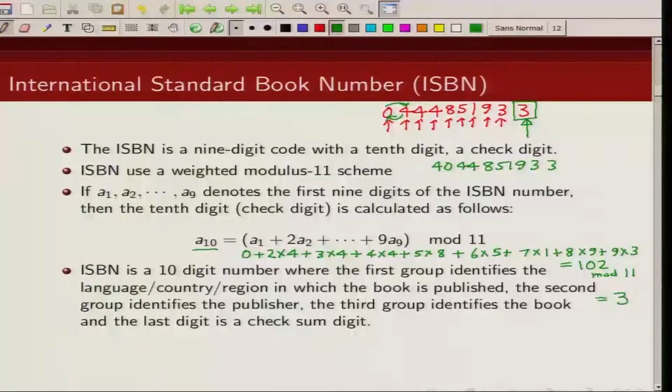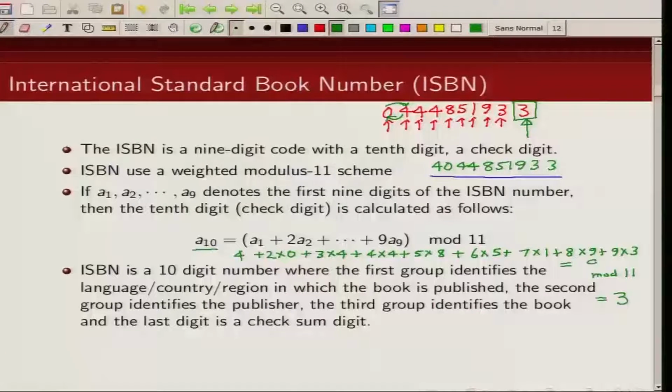We can verify this. Let us say this is the number which has been read by the barcode reader. We try to find out the check bit in this case. The difference would be that these two terms will change because these two digits got swapped. So, it will be 4 plus 2 times 0, and that would be 98.